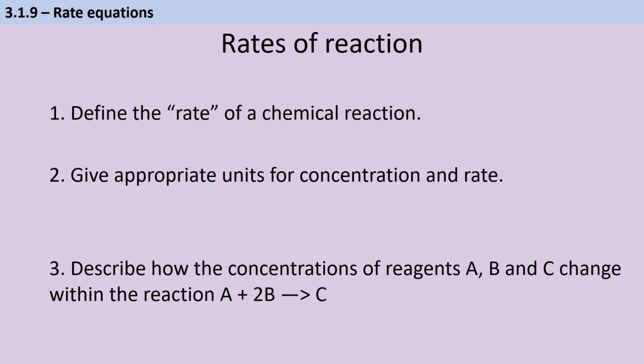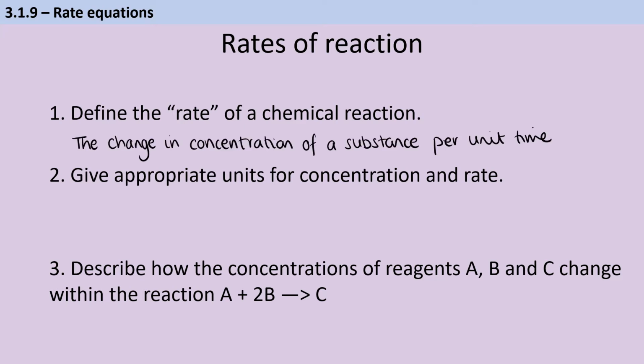In GCSE chemistry, we talked about the rate of a reaction as being the speed of that reaction, but now that you're doing A-levels, we need to be a bit more specific. So we say that the rate of a chemical reaction is the change in concentration of a substance per unit time. Concentration is always measured in moles per decimetre cubed, and then the rate is the change in that concentration per unit time. The unit time tends to be expressed as a second, so therefore the units for rate are moles per decimetre cubed per second.